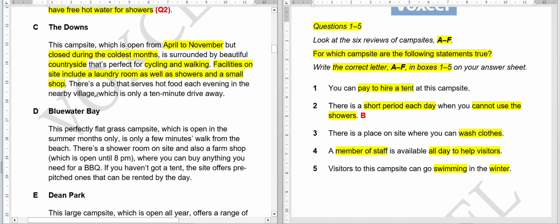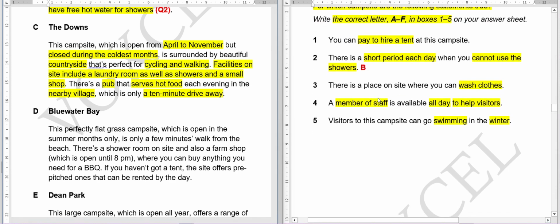There's a pub that serves hot food each evening in the nearby village, which is only a 10-minute drive away. So there is also a pub if you want to eat hot food there. It is close to the village and it's only a 10-minute drive away. Okay, now again, you will have around 10 seconds to tell me the answer, and your time starts now.